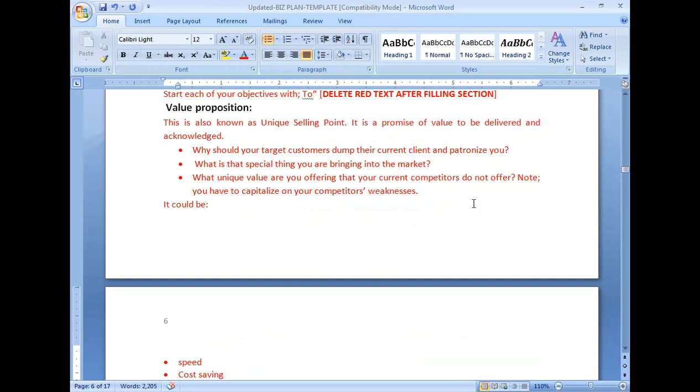Then value proposition. You need to identify the unique value that you are introducing that differentiates you from the competitors. Why should existing customers leave their current company?